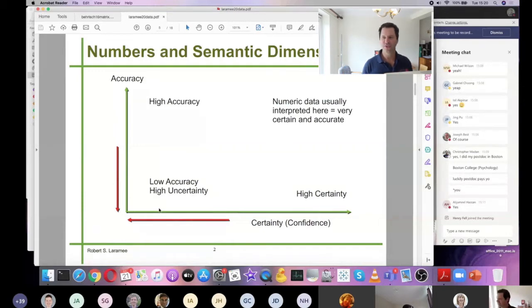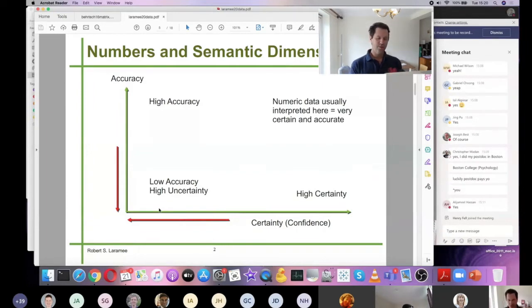This is sort of a tribute to the current situation that we're in. I'm going to mention numbers and semantic dimensions. This is a topic that people very, very rarely talk about, even though it's really, really important.